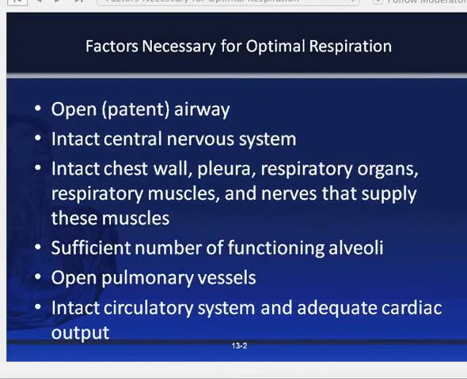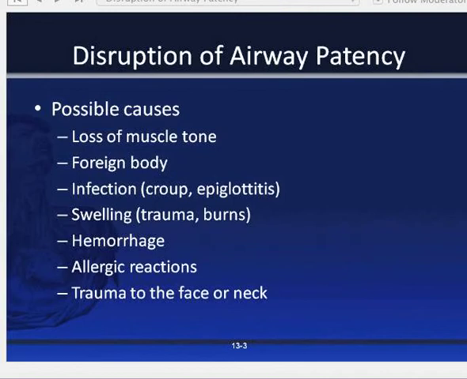Sufficient number of functioning alveoli, because where does the respiration occur? The gas exchange physically occurs in the alveoli. We need to have open pulmonary vessels to assist with transporting oxygen, and an intact circulatory system and adequate cardiac output. Again, these assist with transporting oxygen.